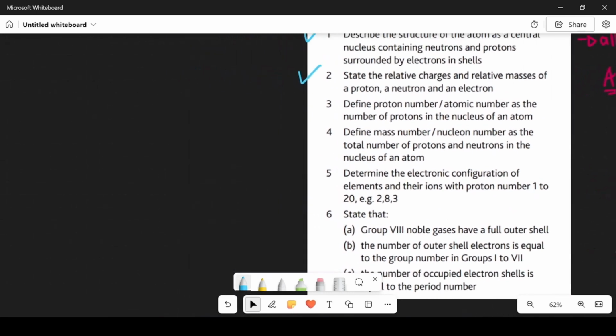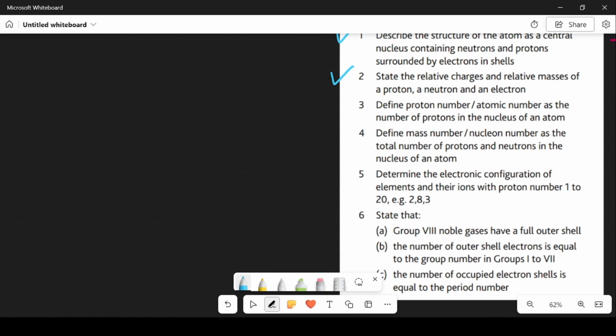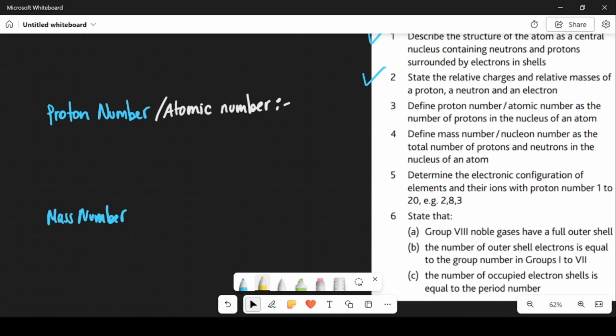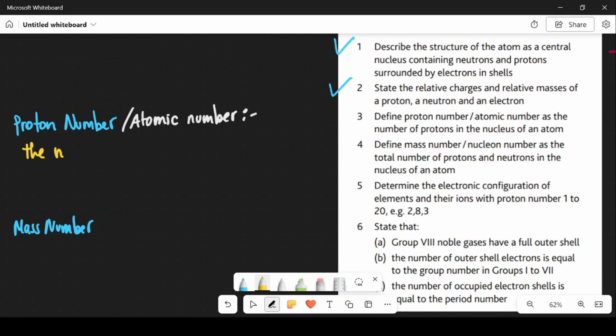So an element in a periodic table can have a proton number as well as a mass number. A proton number, another name for it is atomic number. So these can be used interchangeably to define the same thing. So what are they, and what exactly does it tell us? Proton number just tells us the number of protons in the nucleus of an atom.